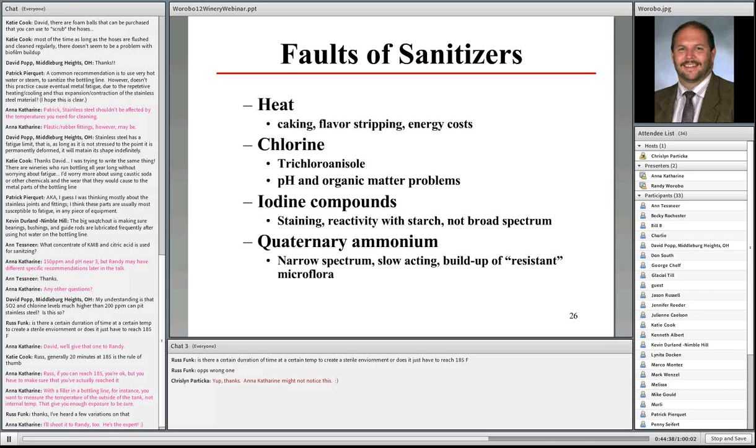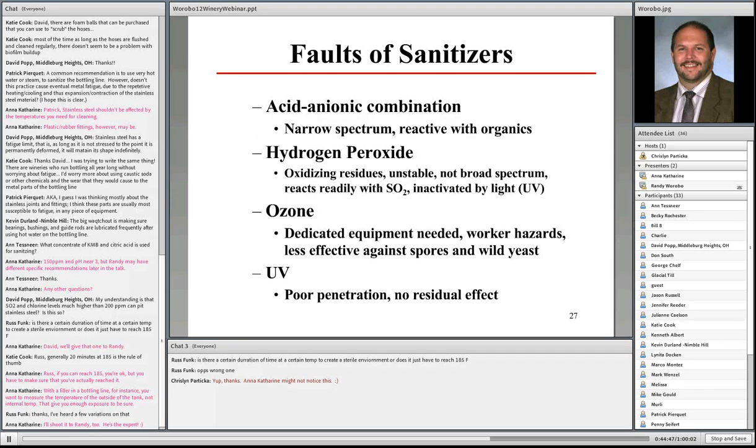You can apply it. It doesn't cause any pitting on the equipment. But if you use it as your general sanitizer in your facility, you're going to have very quickly a buildup of resistant microflora. Acid anionic is narrow spectrum, but fortunately, it's active against the wild yeast that most winemakers want to target. It's reactive with organic matter, so you have to keep in mind that there's a lot of wood in wineries. If you take some of the concentrated peroxyacetic acid and spill it onto the organic matter, it can actually spontaneously combust. Hydrogen peroxide, you have oxidizing residues.